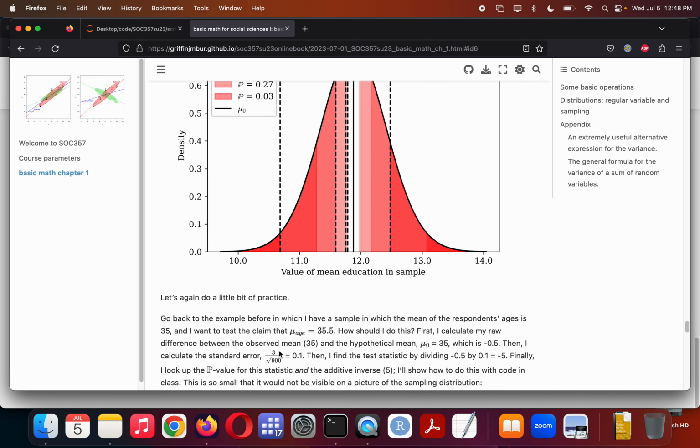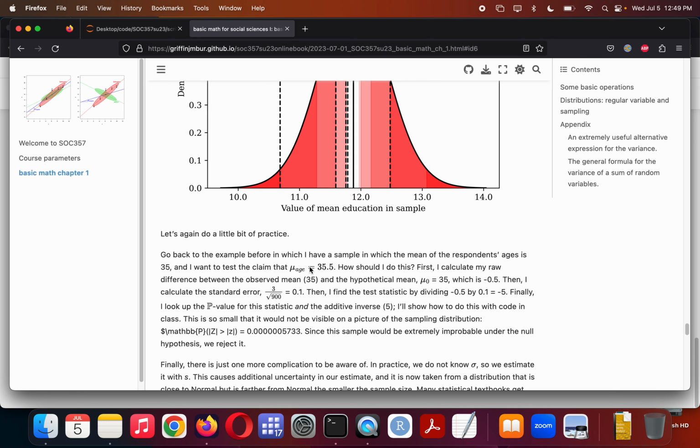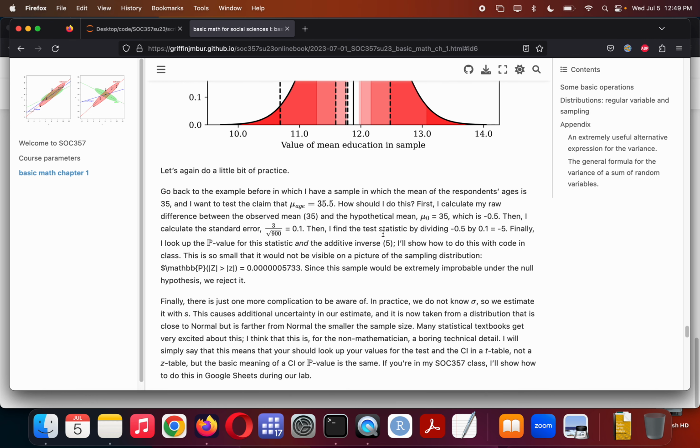So let's again do a little bit of practice. Go back to the example before in which I have a sample in which the mean of respondents' ages is 35, and I want to test the claim that the mean of age is 35.5. So how should I do this? Well, first I calculate my raw difference between the observed mean and the hypothetical mean, which happens to be negative 0.5.